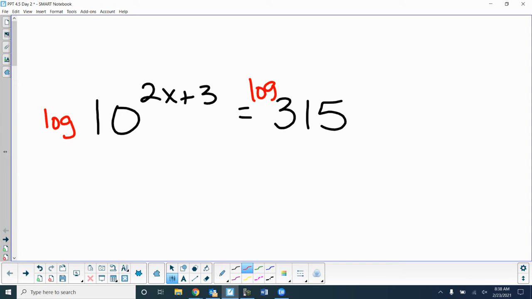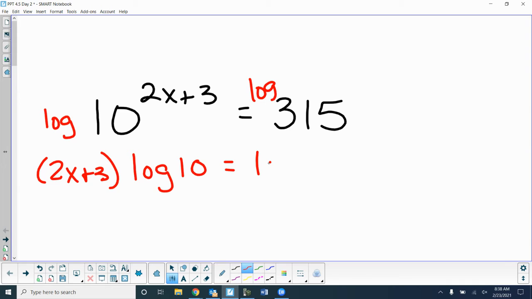Okay, so we get 2x plus 3 out front because our property of logarithm says we can do that, right? Since we turned it into log, times the log of 10 equals the log of 315.